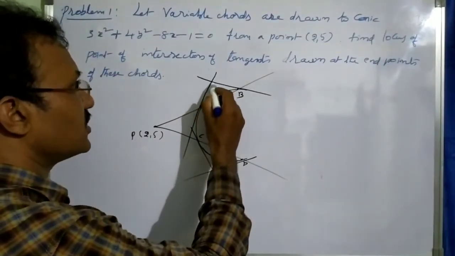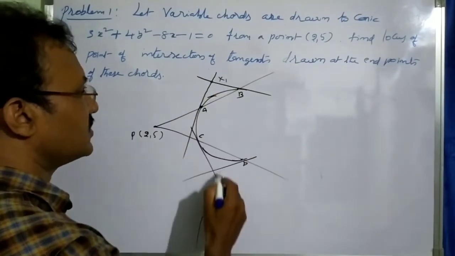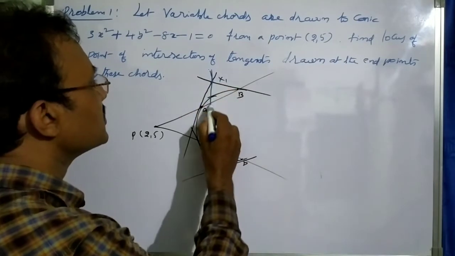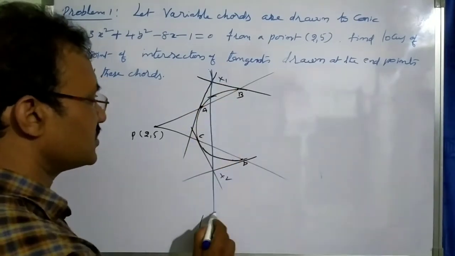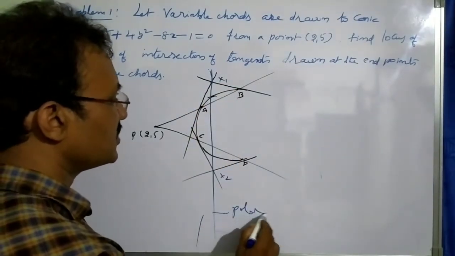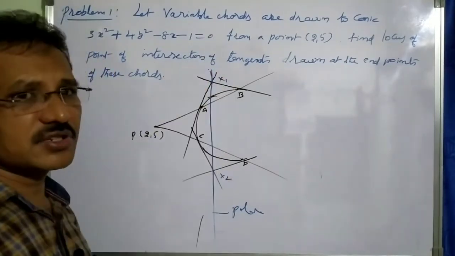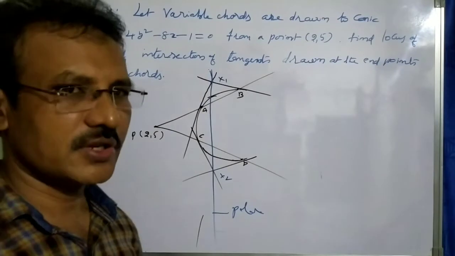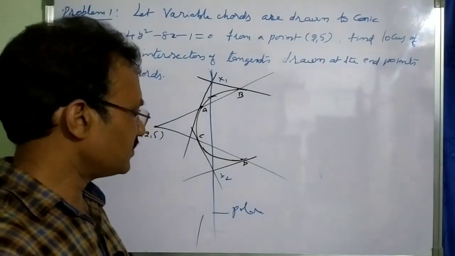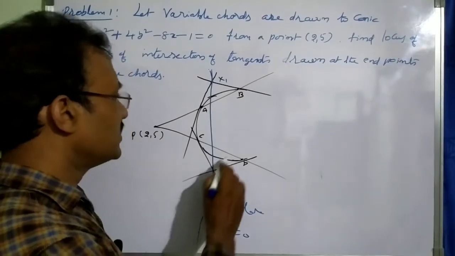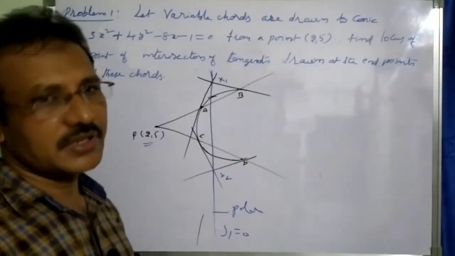So in this case, the locus of intersection, let us say x1, x2, the locus of such points is called the polar. Now based on the definition, the given question is the definition of polar, so we get the polar equation by finding S1 = 0 for this conic with the help of the given point.